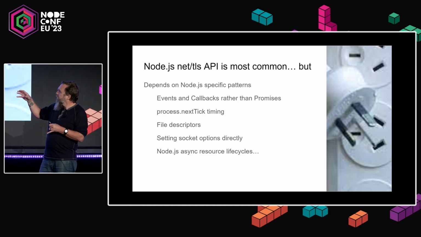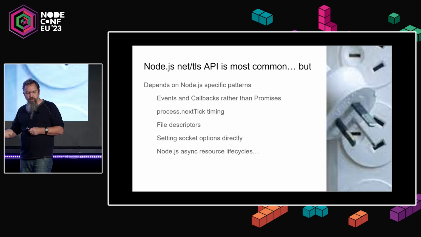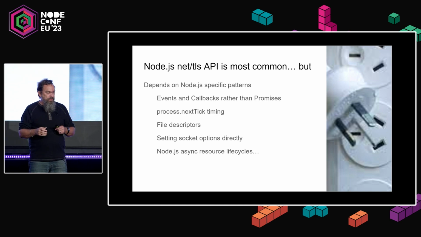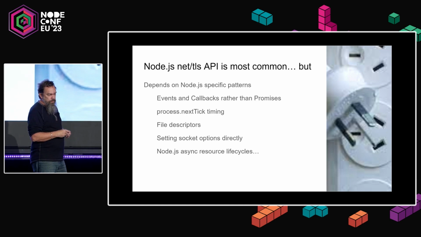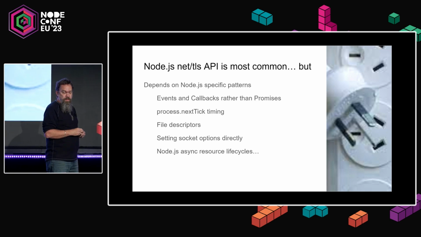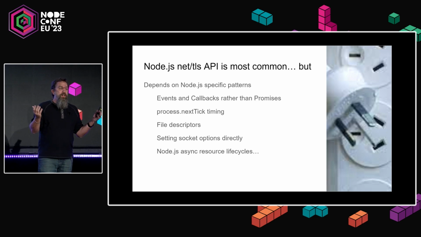We have events and callbacks rather than promises. We have process next tick, which is a very Node-specific thing. It's tied very specifically to how Node does async. You have access to the file descriptors in a sandbox environment. You may not have those things. Setting socket options directly, an environment may not actually have a socket to set options on, right?